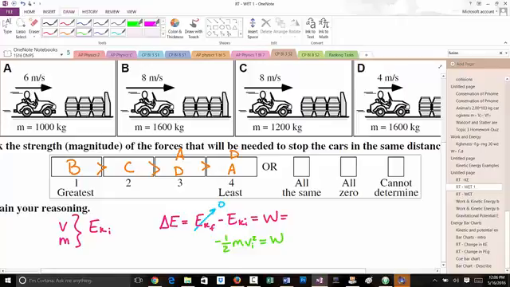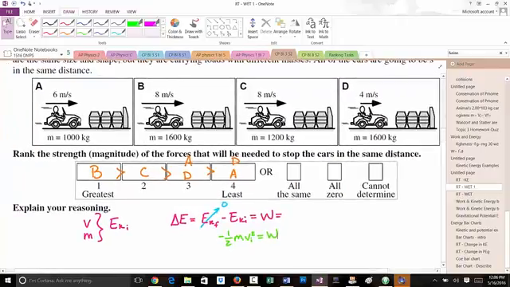Are they asking me to rank the work? No, the magnitude. It says rank the strength of the magnitude of the forces. Oh, force. So I need something with a force in there.